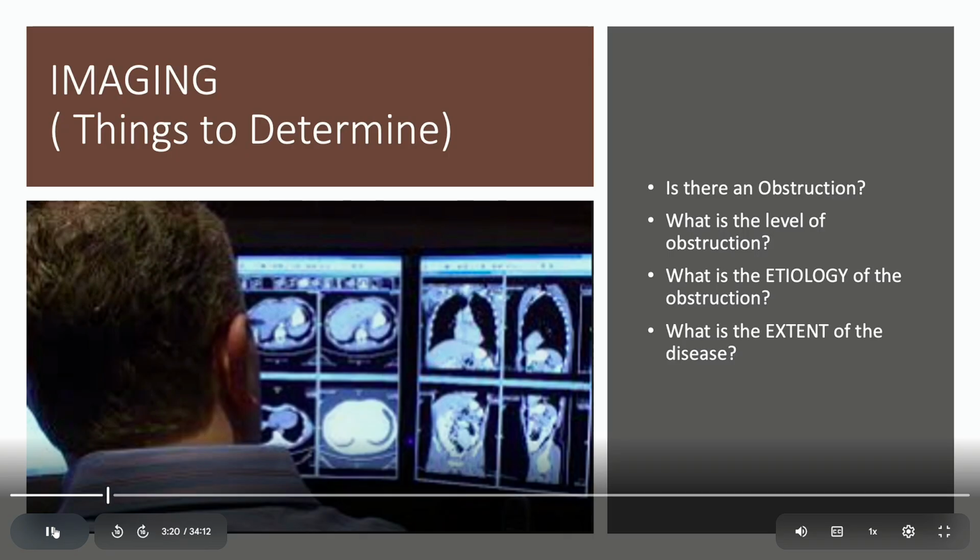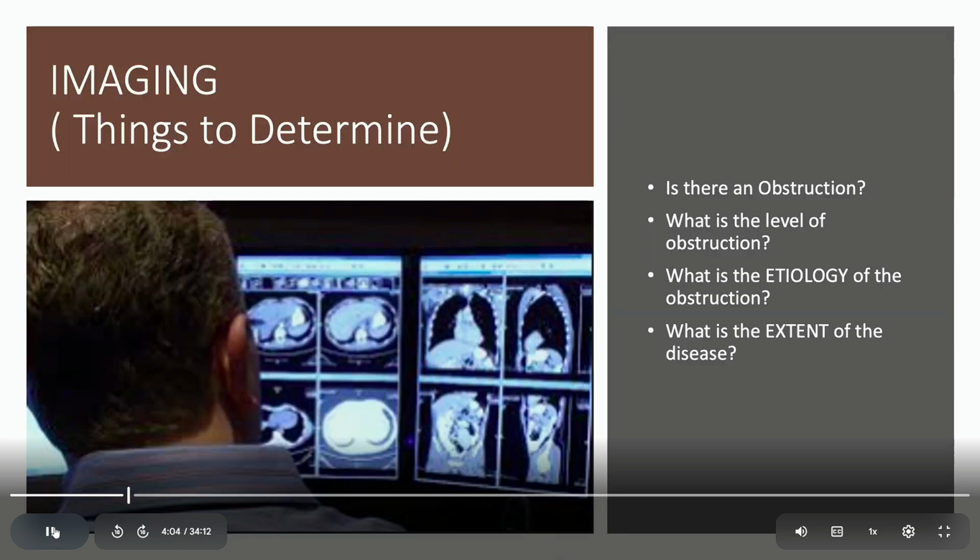We request an abdominal imaging, either an abdominal x-ray or a CT scan, because we want to know important information that the imaging modality can reveal. This answers important questions which are critical among patients with suspected intestinal obstruction, namely, number 1, is there an obstruction? Number 2, what is the level of the obstruction? Meaning, is it affecting the small bowel or large bowel? Number 3, what is the etiology of the obstruction? And lastly, what is the extent of the disease?